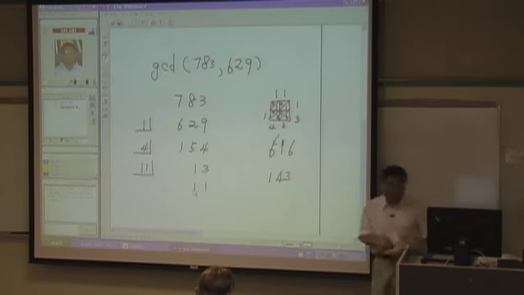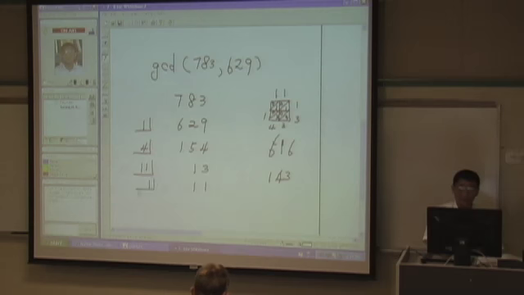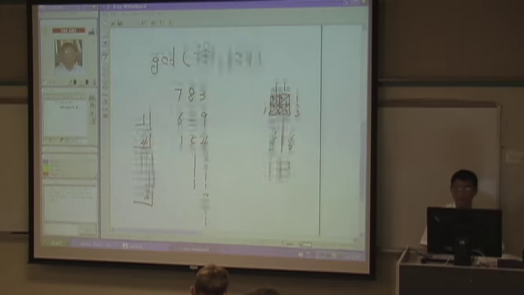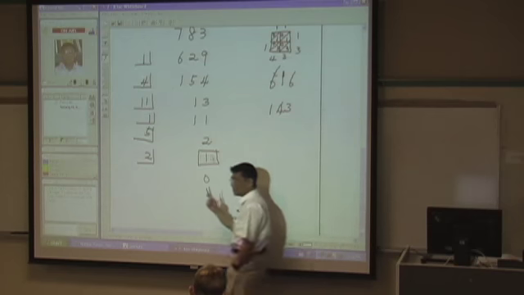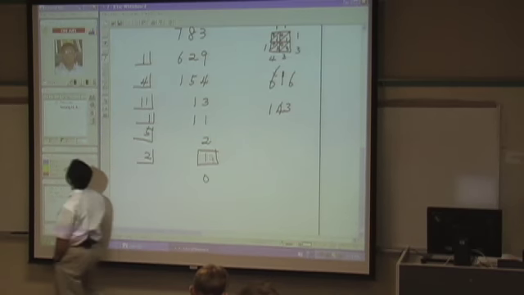And then if we subtract this thing, then the quotient is 1, and the remainder is 2. If we subtract this thing, quotient is 5, and the remainder is 1. And then if you divide 2 by 1, then it is 2, and the remainder is 0. So the GCD is 1. They are relatively prime. You chose two relatively prime numbers.